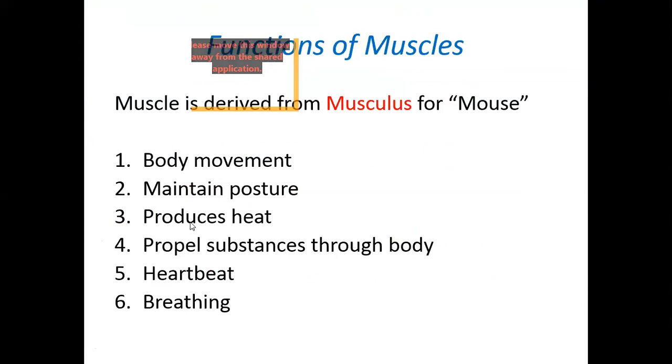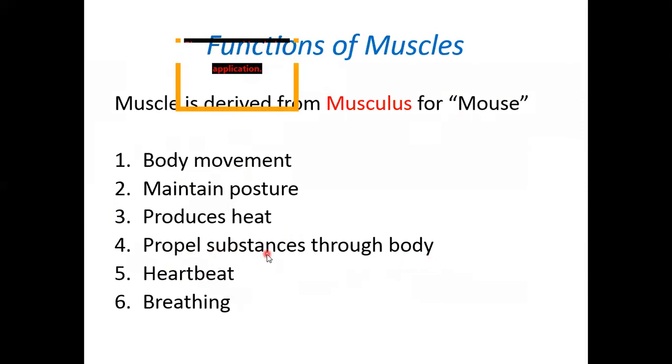So functions of the muscle. The word muscle comes from musculus. Musculus means like mouse. Okay, so that's how the word muscle is derived. What are the functions? You know that it is related to body movement. It maintains the posture. It produces heat. Okay. It helps to propel substances throughout the body.